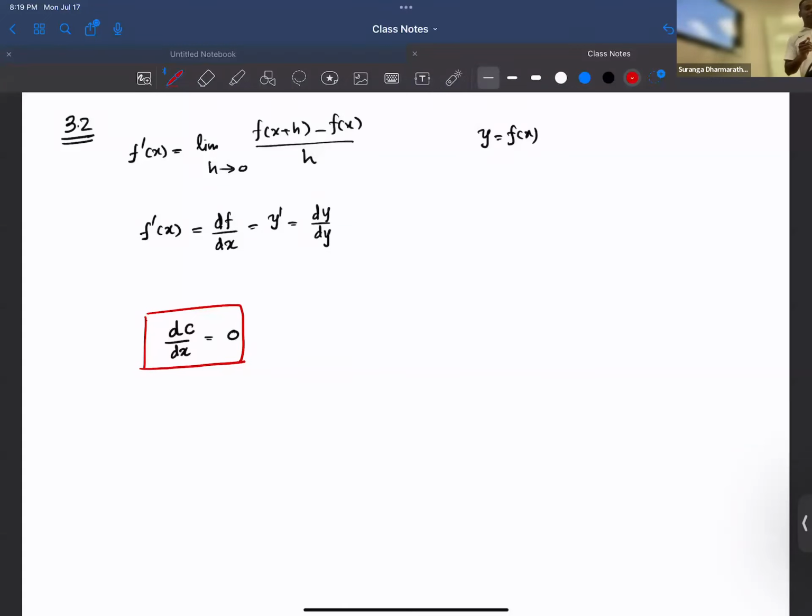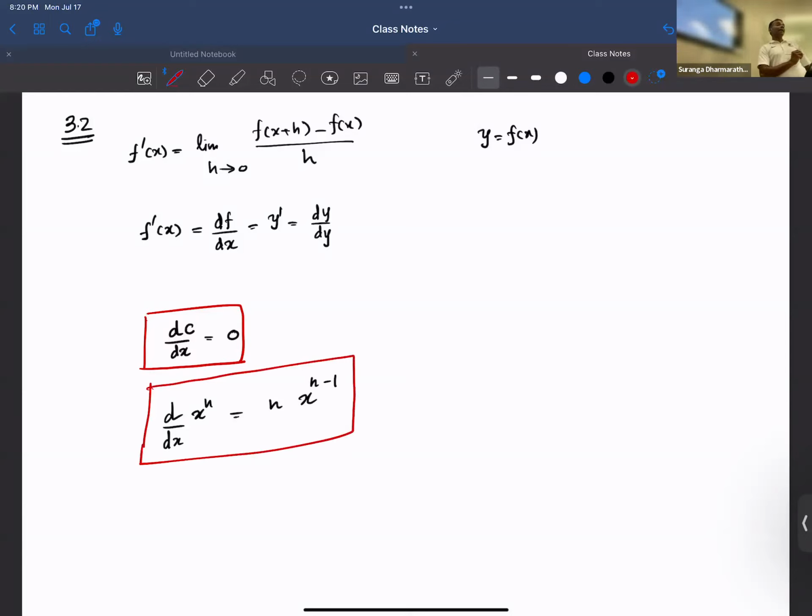And the second building block is this: d over dx of x to the power n is equal to n times x to the power n minus 1. The proof is in the textbook. I'm not going to show the proof, it's so trivial. Proof is not important.